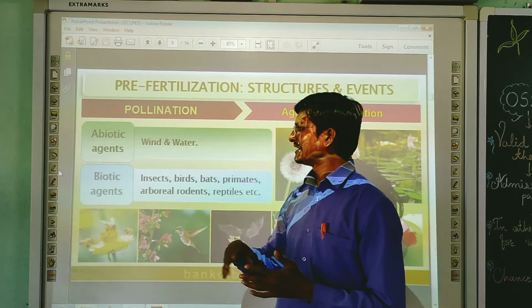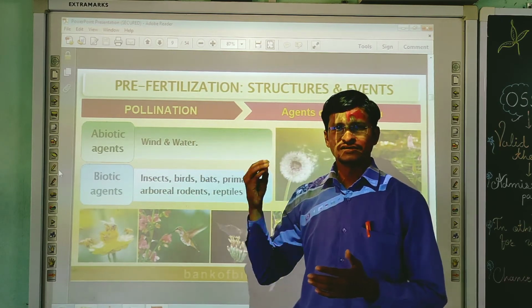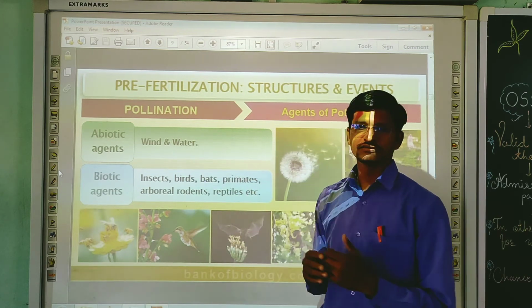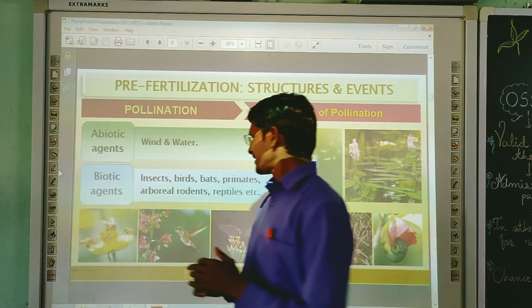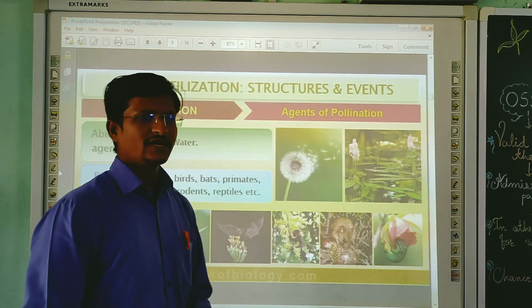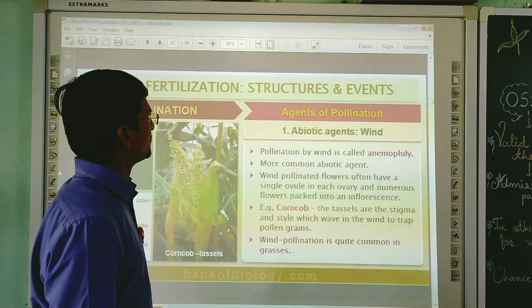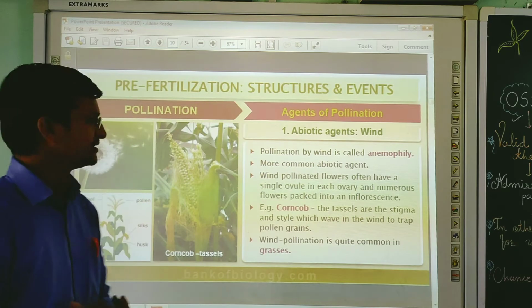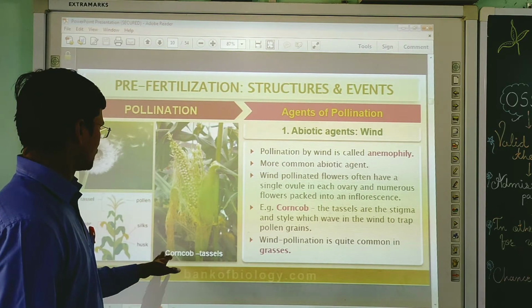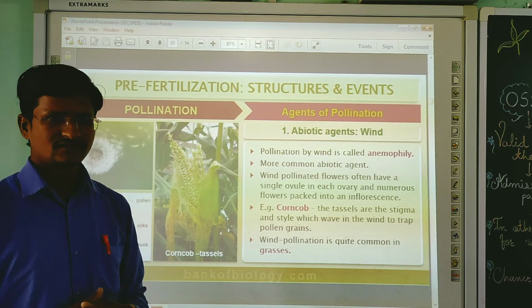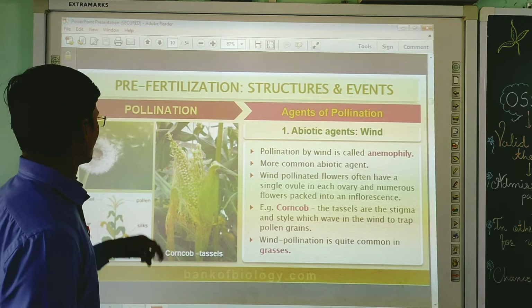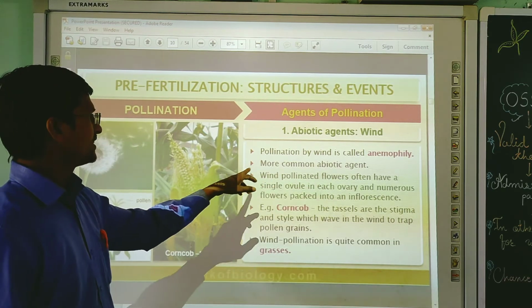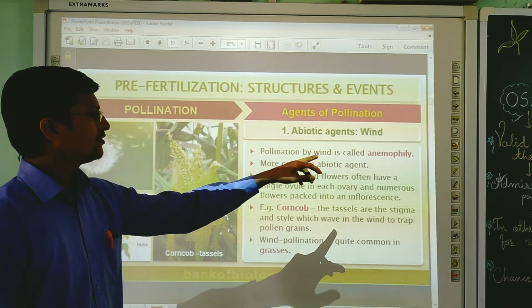And abiotic agents are water and air, different types of abiotic agents. Here we will discuss the agents of pollination one by one, quickly. Among abiotic agents, first we will take wind. Here we can take the example of corn tassels, makai, as we call it. It will be transferred with the help of wind. Pollination by wind is called anemophily.